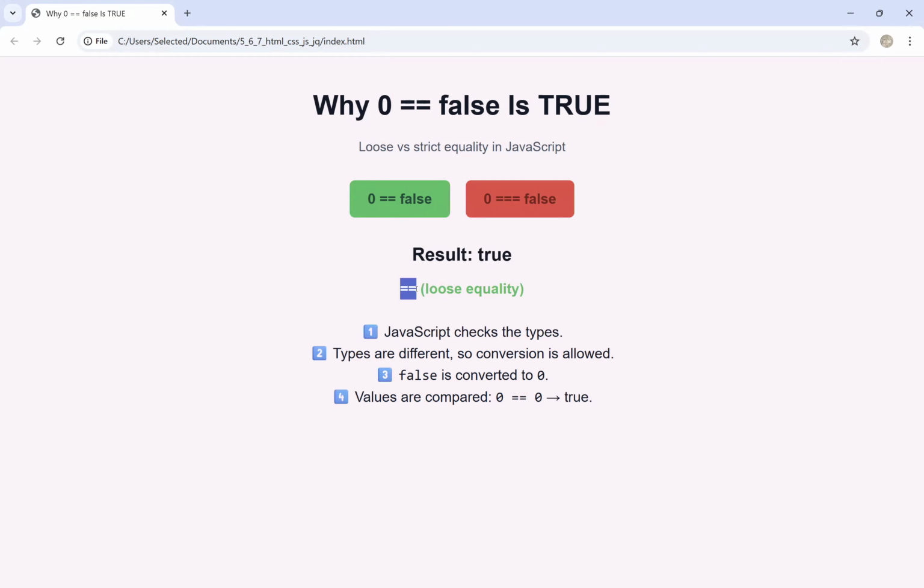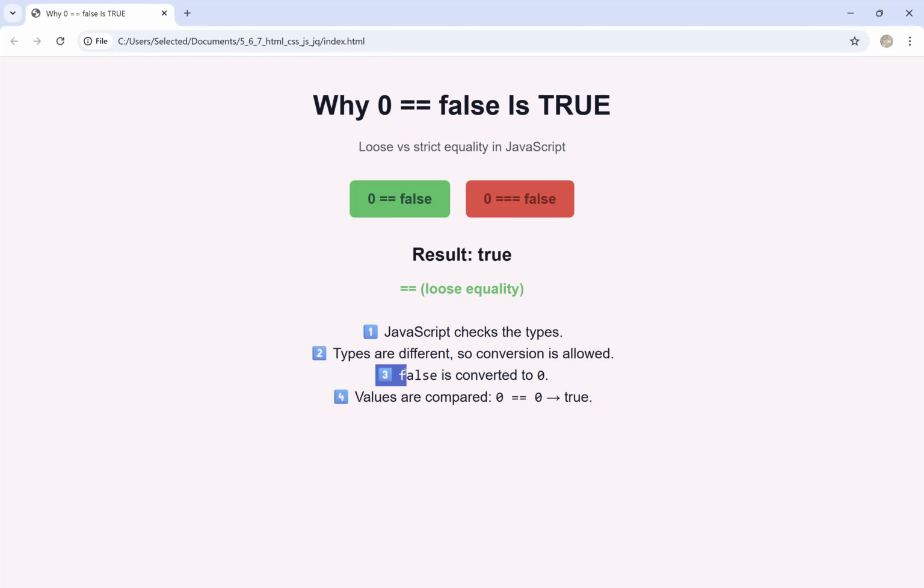true. So the double equal sign, also called loose equality, gives us true for the value 0 being equal to false, although we've got two different data types. But let's have a look at what's happening behind the scenes. So initially, JavaScript checks the two types. It sees that the two types are different. So here it does the conversion, because in this case, the conversion is allowed.